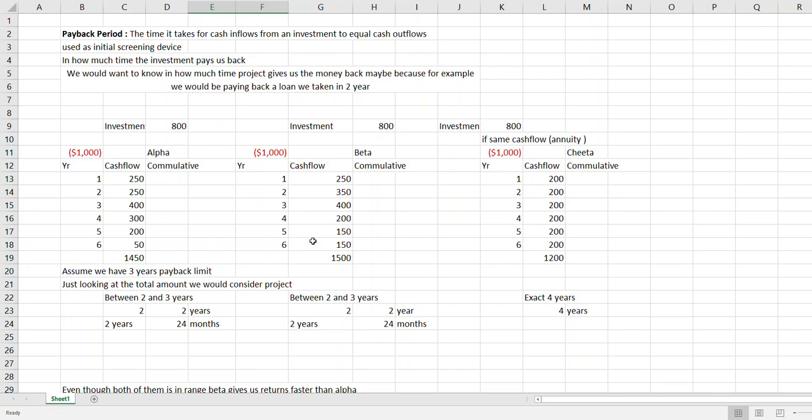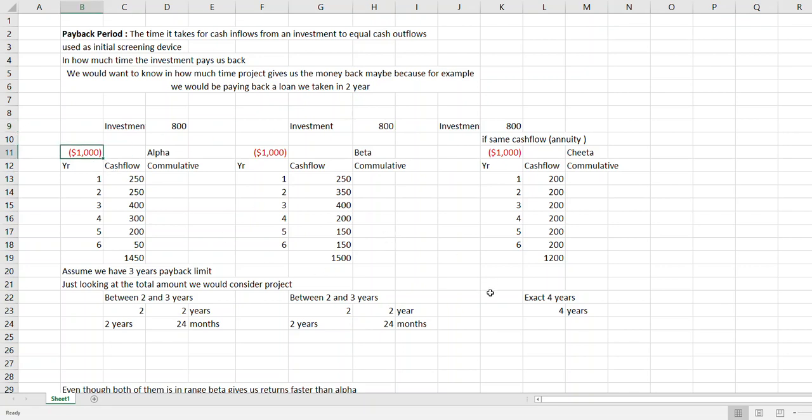There are many reasons behind it. One thing is risk is reduced. The sooner you receive your money, the lower the risk. And also, if you need it somewhere, you can invest in that place. So we have 3 projects here: Alpha, Beta, and Cheetah. We have a 6 year project, and the cash flows are given. And we are investing $800,000 in these projects, and these figures are in thousands.